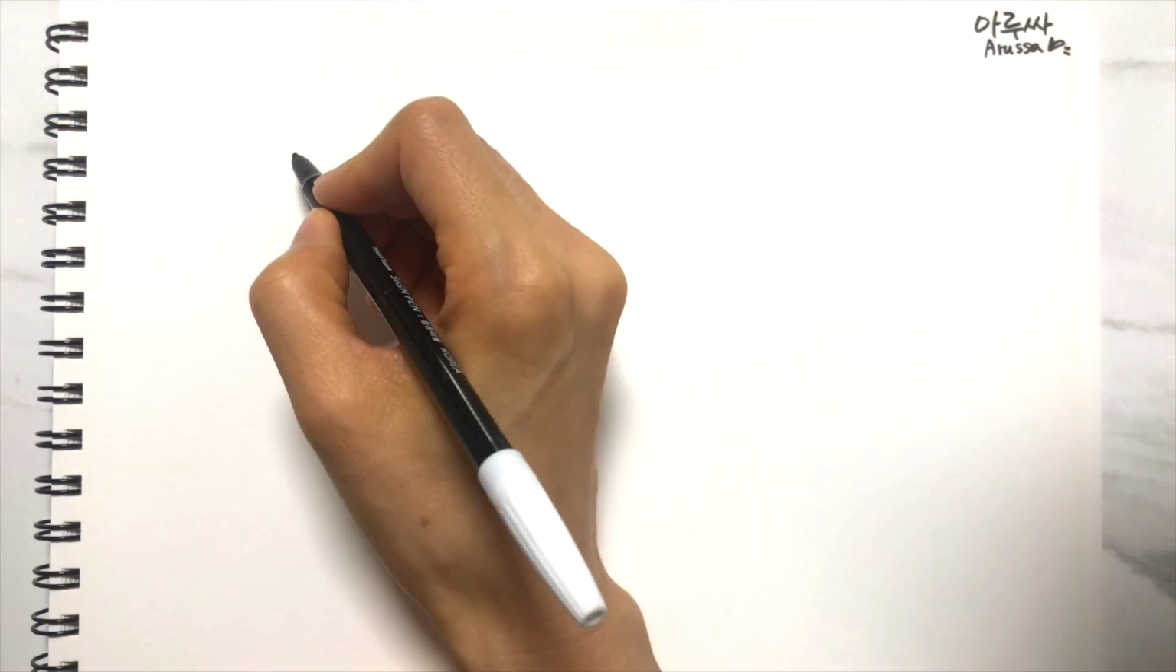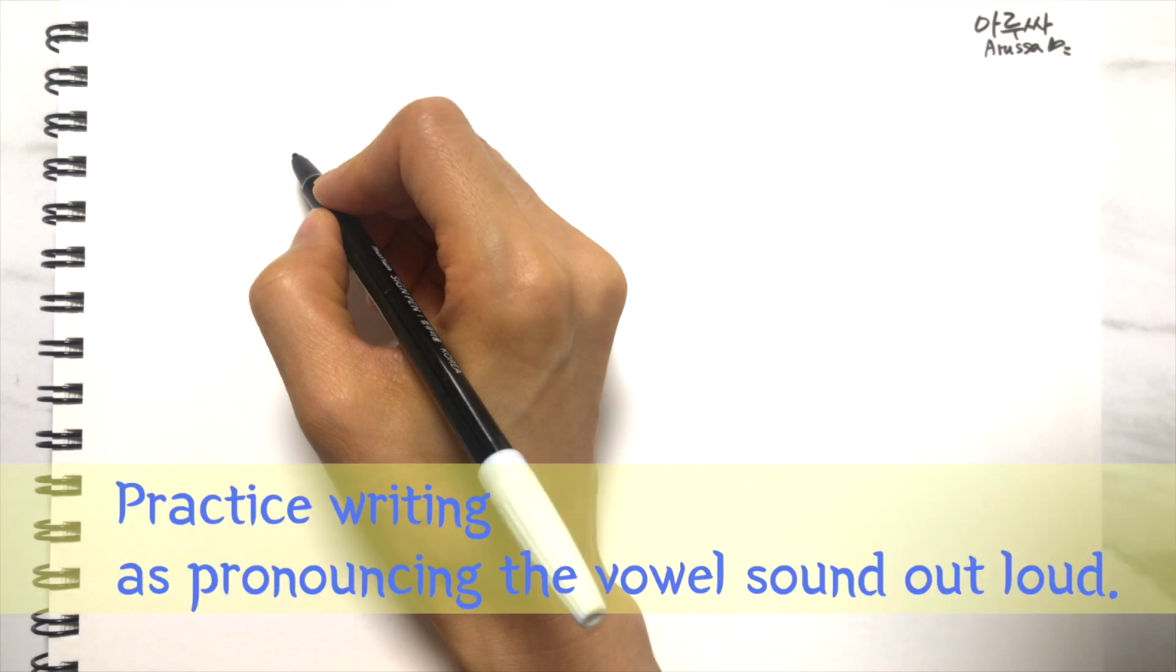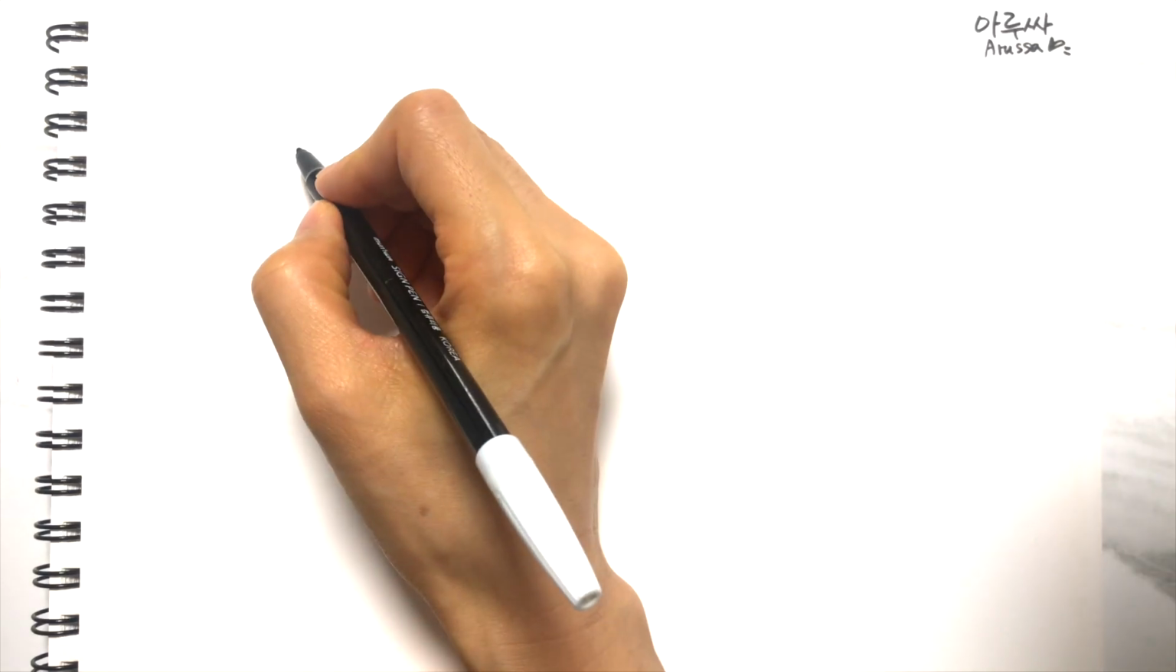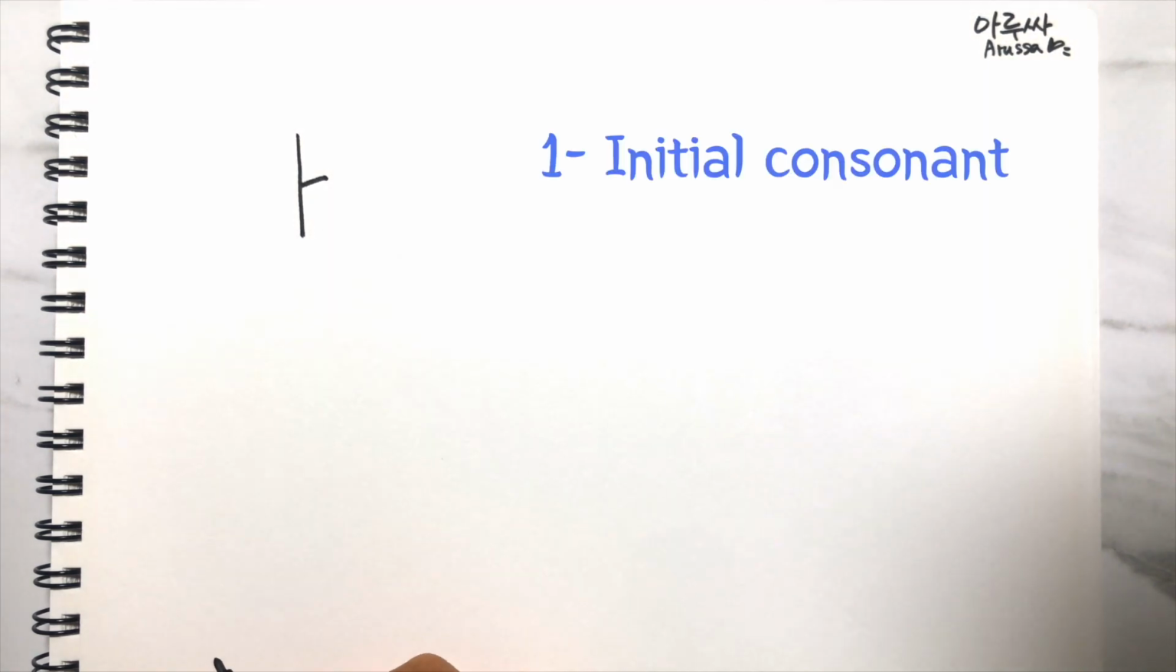Now, do you have a pen and a notebook with you? Oh, very good! Practice writing as pronouncing the vowel sound out loud. That way, you'll get to remember faster. Let's begin with A. Draw a vertical line, which my mother taught me as a stick, and put a stroke to the right. Great! Like I said earlier, we need to put the initial consonant to make it a letter.